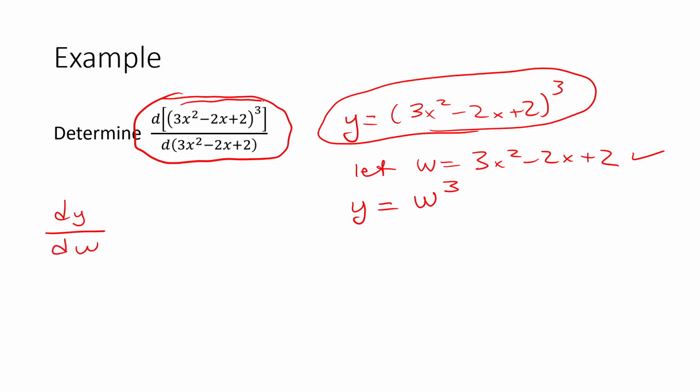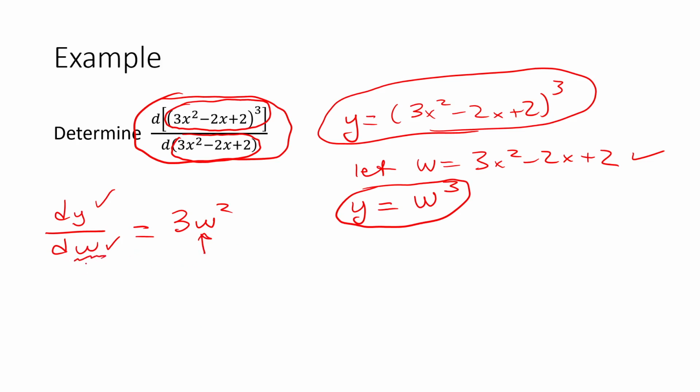3x squared minus 2x plus 2 quantity cubed is y. 3x squared minus 2x plus 2 is w, so I'm looking for dy over dw, where y is w cubed. So I can simply do a power rule on w cubed, and I get 3w squared. And no need for a further chain rule because the base of the exponent is the that which I'm taking the derivative in terms of, so I'm fine in that regard.